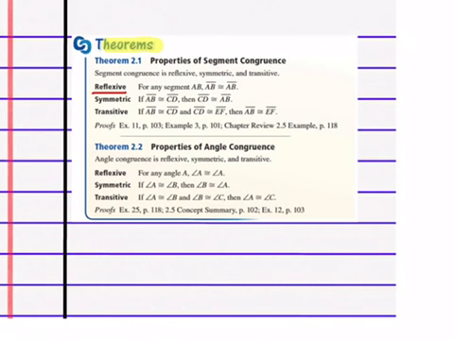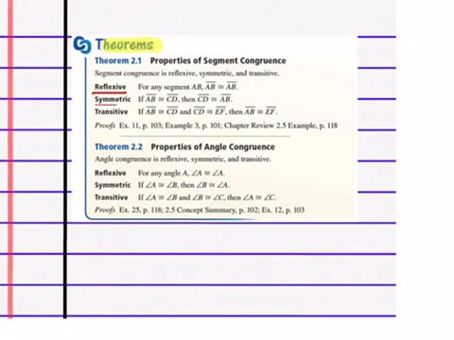So the first one, reflexive. So again, that's basically saying anything is equal to itself. So it says for any segment AB is congruent to AB. So it's reflexive, like you're looking in the mirror at your own reflection. The second one is symmetric.